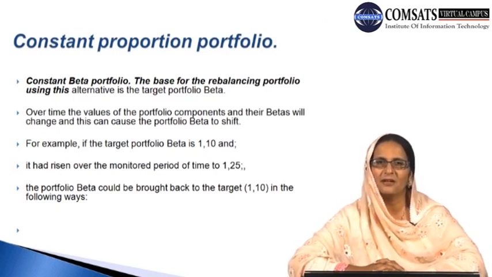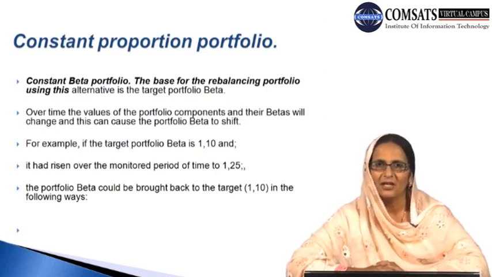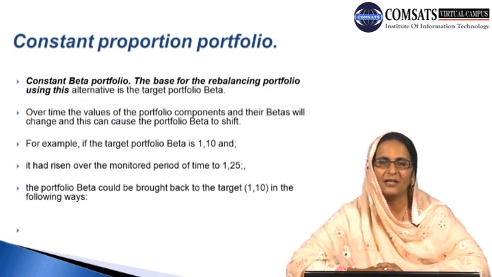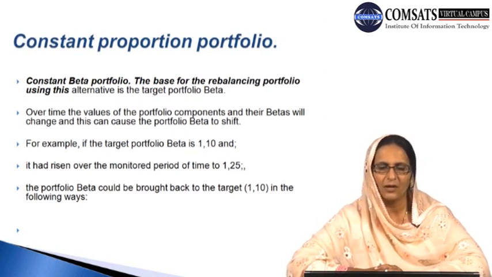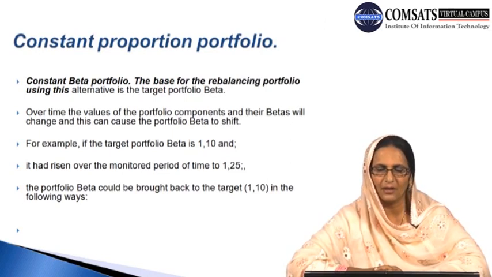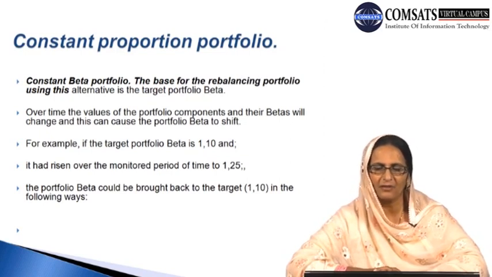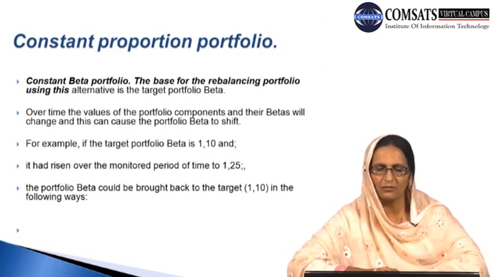And if there are shifts in the value of the beta, there may be shifts in the items of the asset portfolio. For example, if the target portfolio beta is 1.10, and it has risen over the period of time to 1.25, the portfolio beta could be brought back to the target of 1.10 in the following ways.